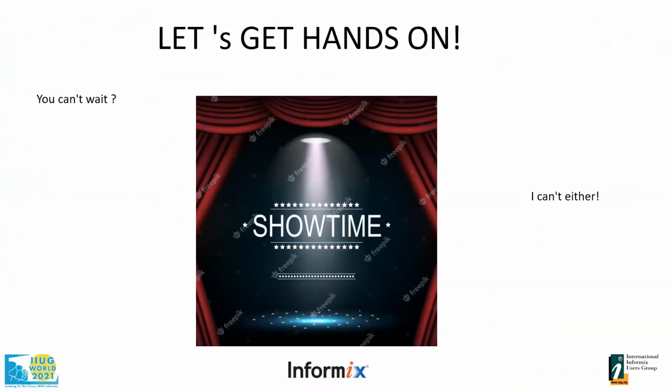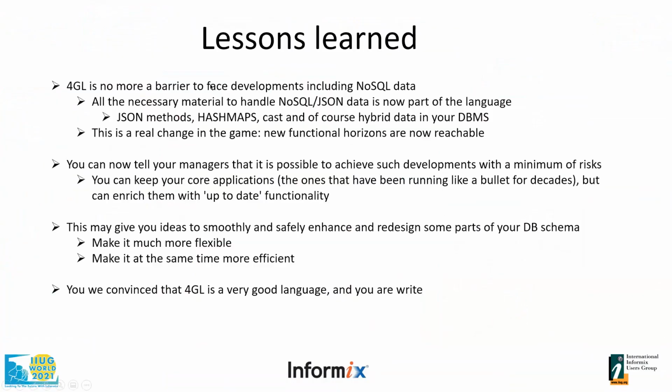Back to the presentation. Lessons learned. From what I see, 4GL is no more a barrier to face development, including NoSQL data. I have all the material to handle NoSQL and JSON, because it's part of the language. What do I need? I need JSON methods, I need hash maps, cast, and hybrid data in the DBMS, obviously, BSON columns. That's a real change. New functional horizons are now reachable.